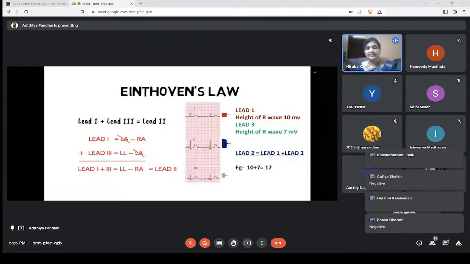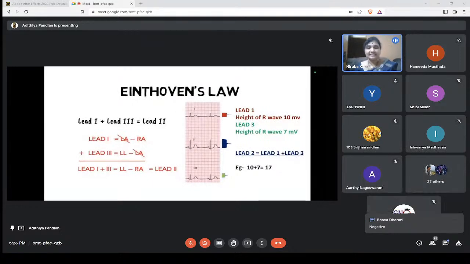So the positives and negatives are getting balanced in lead 1 and lead 3. This is an ECG paper which we have taken. You can see the sum of the voltage of lead 1 and lead 3. What is the voltage of the R wave in lead 1? It is 10 millivolts. What is the voltage of the R wave in lead 3? It is about 7 millivolts. But what is the height of the R wave in lead 2? It is 17 millivolts. So this is a practical demo.